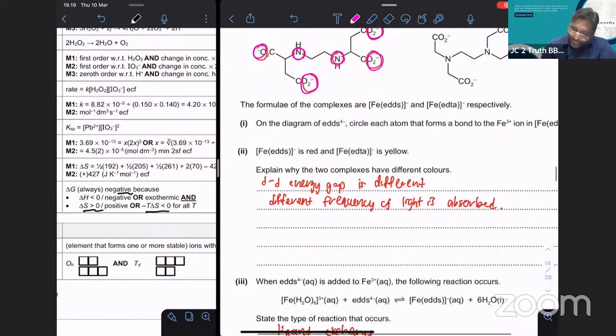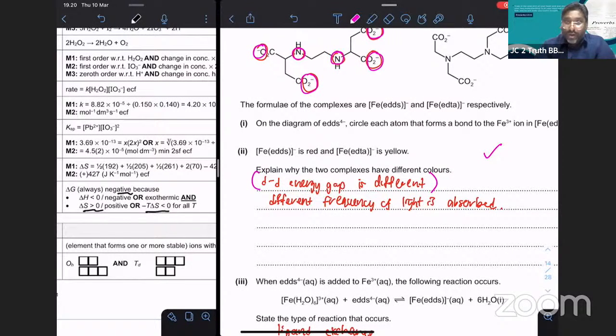And then this one is very, very important. I told you why, they are going to be 2 different colors, red and yellow. So you need to mention the d-d orbital splitting will have 2 non-degenerate orbitals with different energy gap. So I put it in a simple form over here.